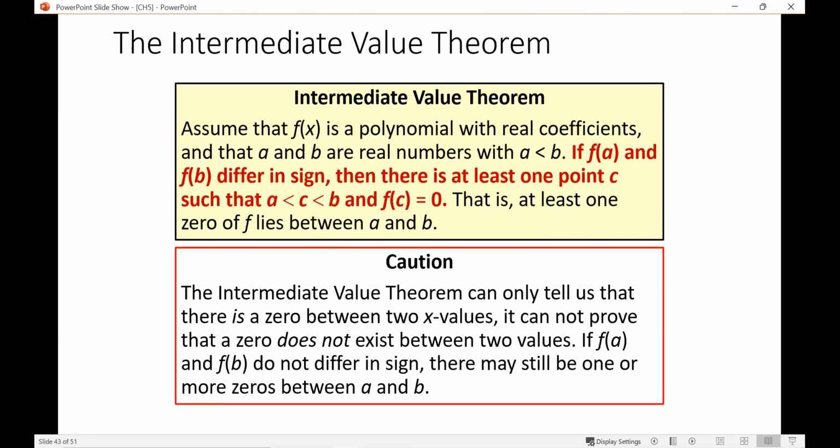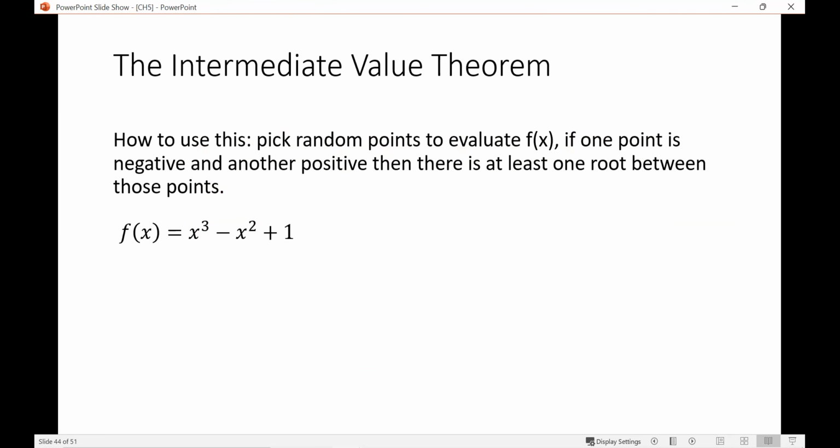Again, the intermediate value theorem only tells us that there's a 0 somewhere. It can't prove that a 0 doesn't exist somewhere else, right? So we might evaluate our function at 2 points and they're both positive. It doesn't mean our function didn't go below 0 and then back up. So to use our intermediate value theorem, we're going to pick some random points to evaluate our function at.